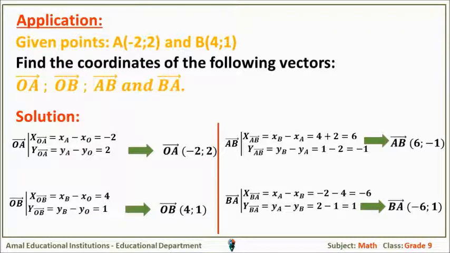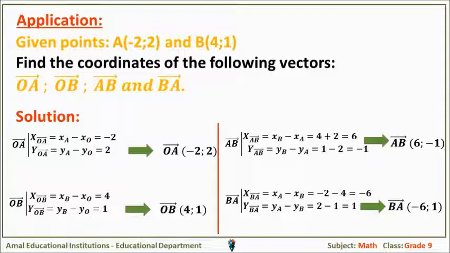As you know, the two vectors AB and BA are two opposite vectors. That is, the vector AB is equal to minus vector BA. Let's talk now about their coordinates. The abscissa of the vector AB is equal to 6, and the abscissa of the vector BA is equal to -6. Whereas the ordinate of the vector AB is equal to -1, and the ordinate of the vector BA is equal to 1. So as you noticed here, as if I multiplied the coordinates of the vector AB by -1 to get the coordinates of the vector BA.